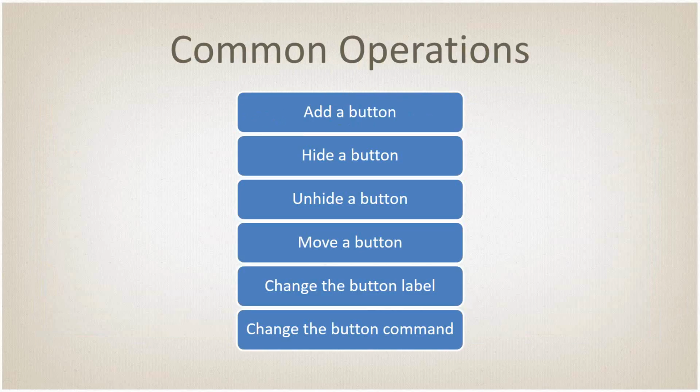So here are the common operations. There are more than five. This is just an overview of what most people do with the ribbon. And I'll verify this with Scott DeRoe, who is the creator of the Ribbon Workbench we're going to be using in a minute. So we add buttons, we hide buttons, we unhide buttons, we move them around, we change the label, and we change the button command itself.